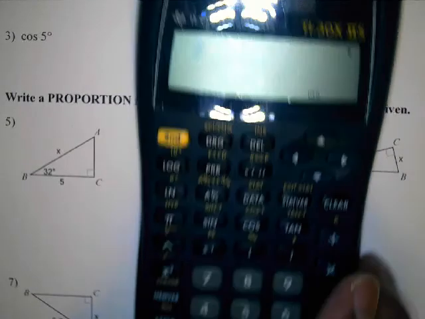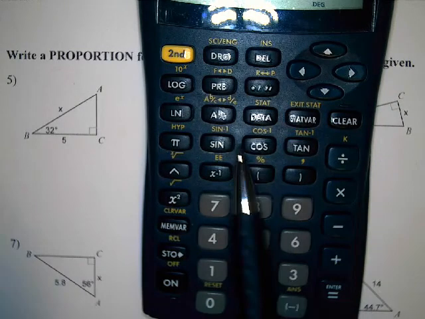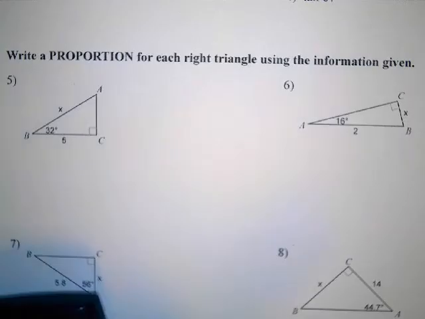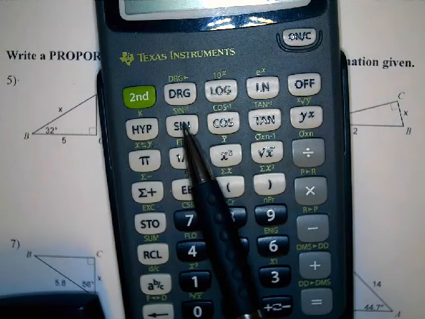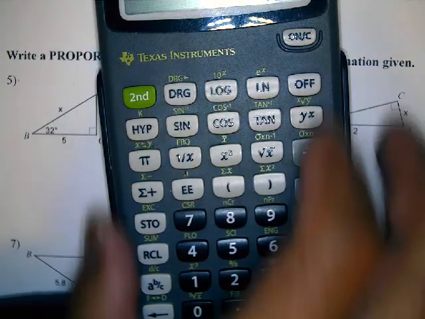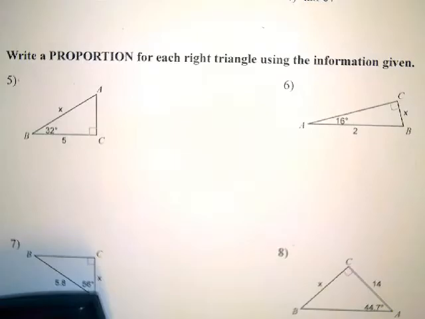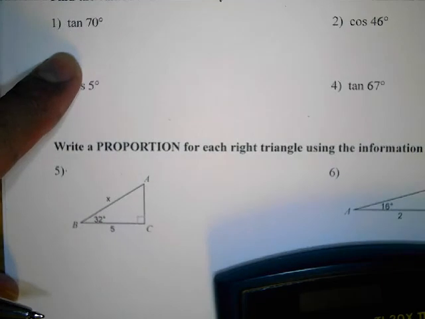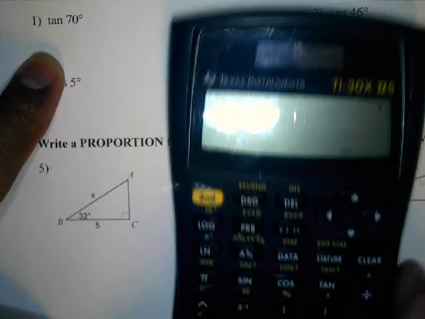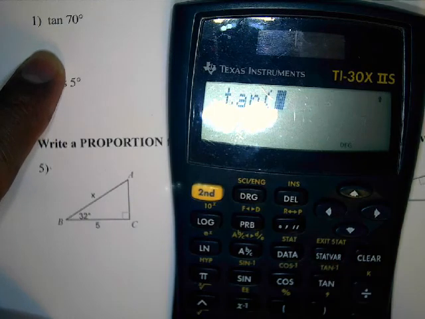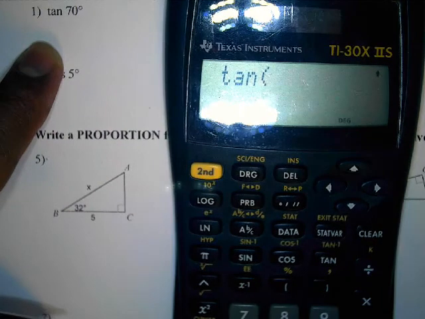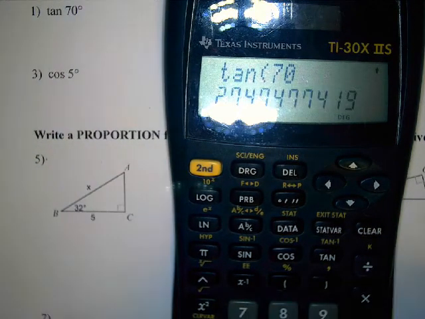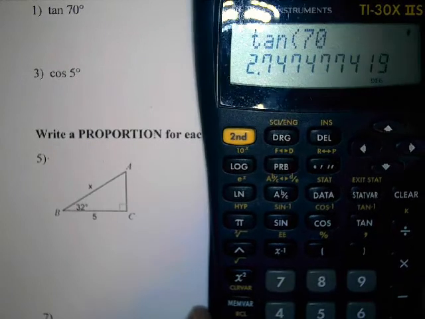If I want to find tangent of 70, by the way, the calculator only has sine, cosine, and tangent. Those are the only ones you're going to use. So if I need to find tangent of 70 here, all you've got to do is put tangent 70 and hit enter.